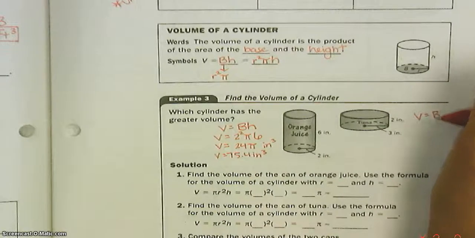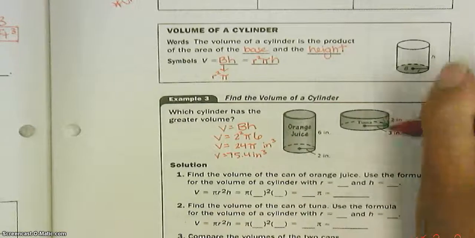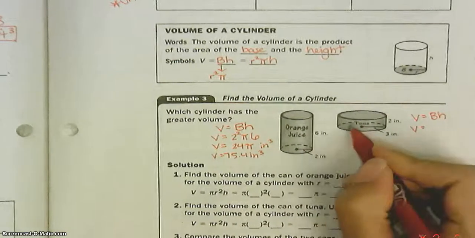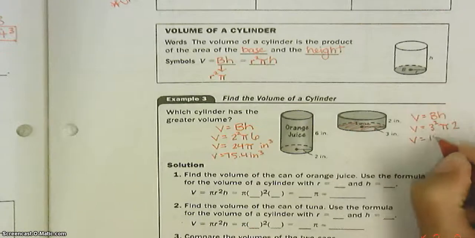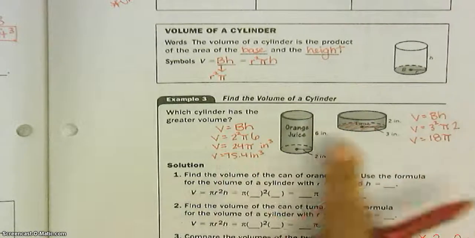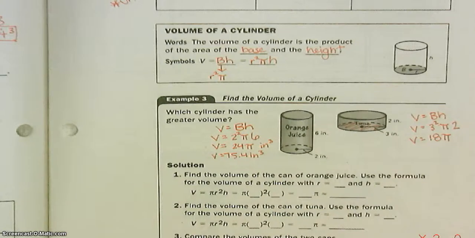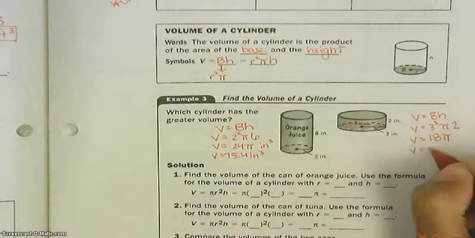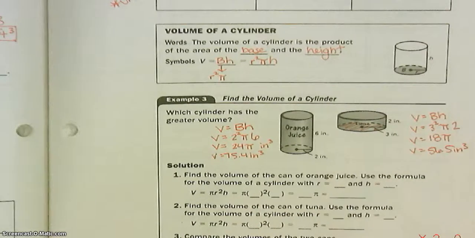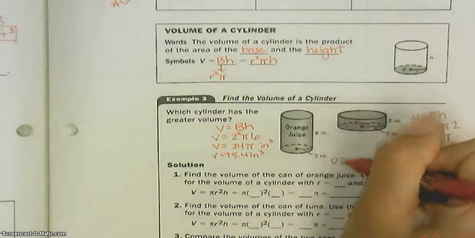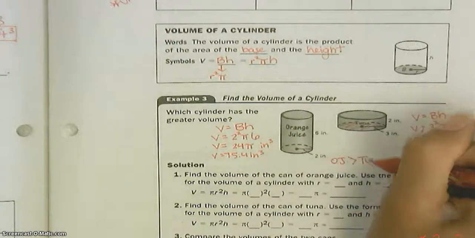Let's see what the tuna can holds. Same formula, still a cylinder, but now our base has a radius of 3. We have to find this area. Remember, it's 3 squared pi, and the height is 2. So 3 squared is 9. 9 times 2 is 18. 18 pi. Well, 24 pi is bigger than 18 pi. 18 pi is 56.5. So that means the orange juice has the greater volume. This orange juice is greater than the tuna can.